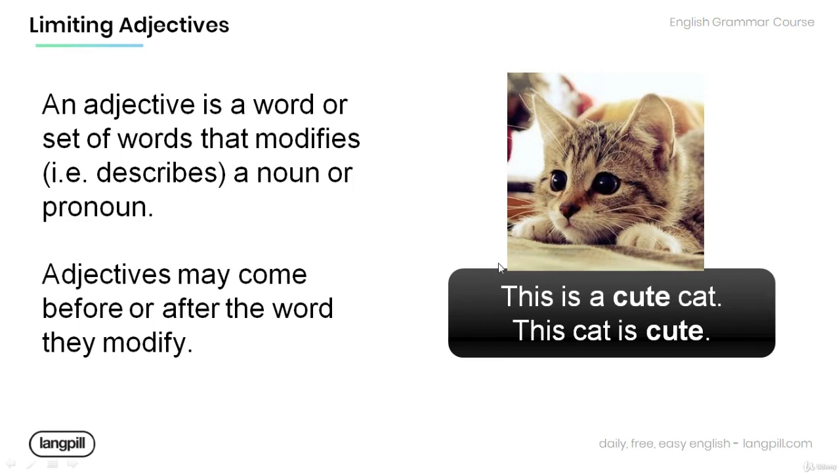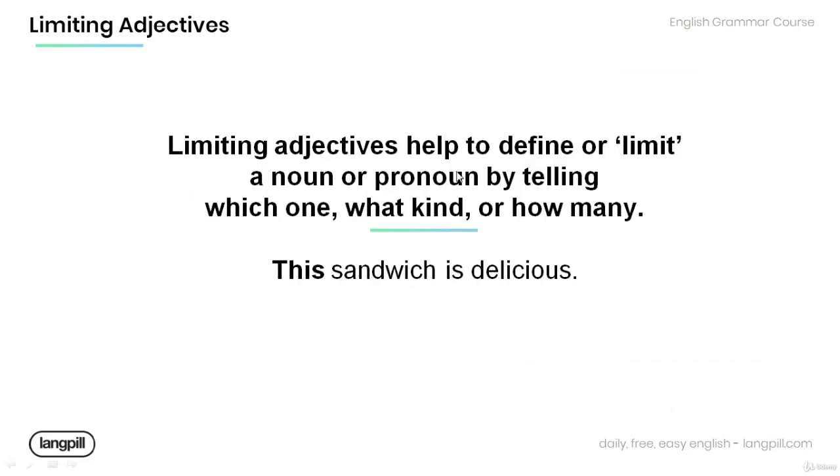Note that in the first sentence, the adjective comes before the noun cat, and in the second sentence, it comes after the noun. Now, limiting adjectives help to define or limit a noun or pronoun by telling which one, what kind, or how many. Have a look at the example over here. This sandwich is delicious. Note that this is a limiting adjective and it defines the noun sandwich. It tells us which sandwich is delicious.